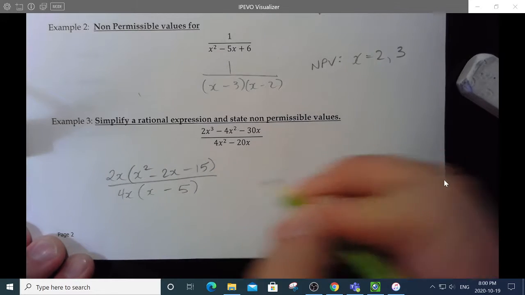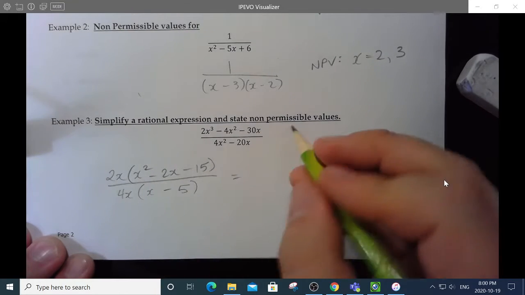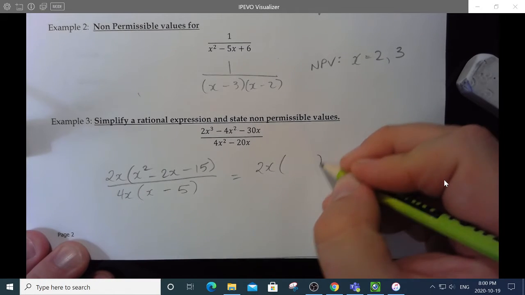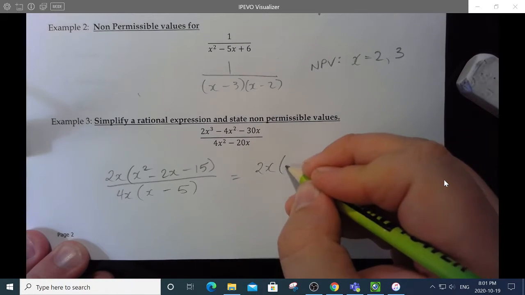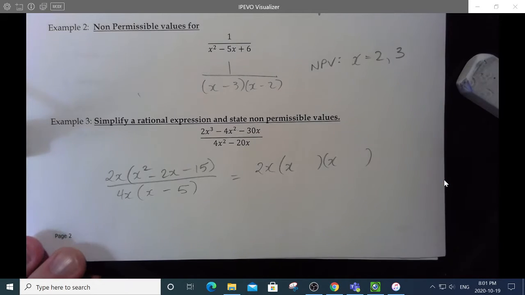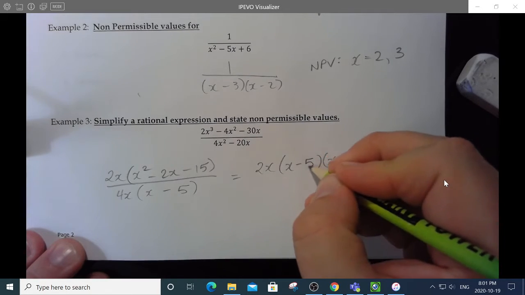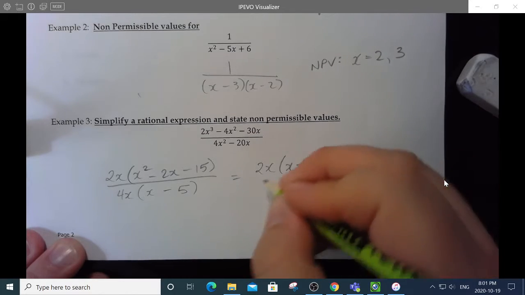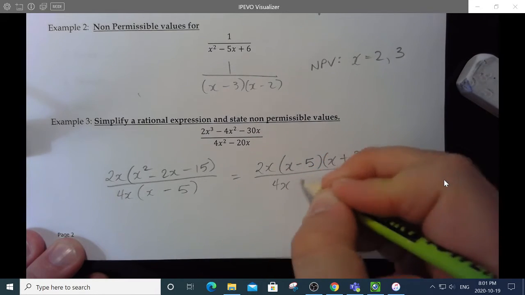Okay, I can factor this numerator, and if you're struggling with the factoring, if what I'm doing is going over your head, you gotta go back and review some grade 10 factoring. It is an absolutely key skill that you cannot live without in higher levels of math. And the bottom is still 4x times x minus 5.